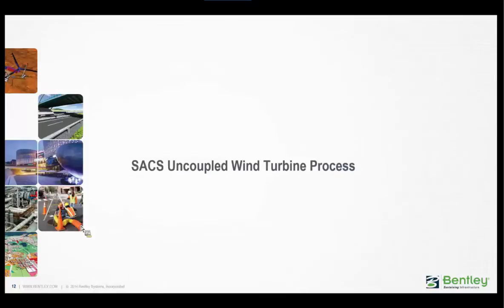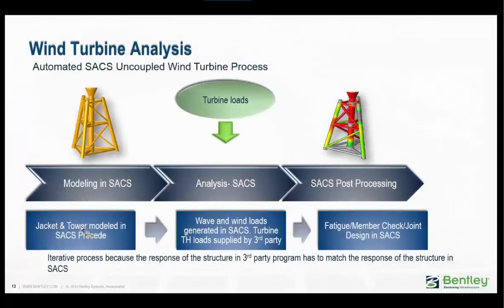Okay, so first let's look at the actual uncoupled wind turbine process. The reason it's uncoupled here is the actual turbine loads are supplied to you by a third party. In this case, you would be modeling the actual jacket and the tower in SACS itself. The wave and wind loads will be generated in SACS, and like I said, the turbine time history loads will be supplied to you by a third party, typically the turbine manufacturer. Then once you have all these, you can do the full analysis and the post-processing in SACS. That includes fatigue, member checks, and joint design.